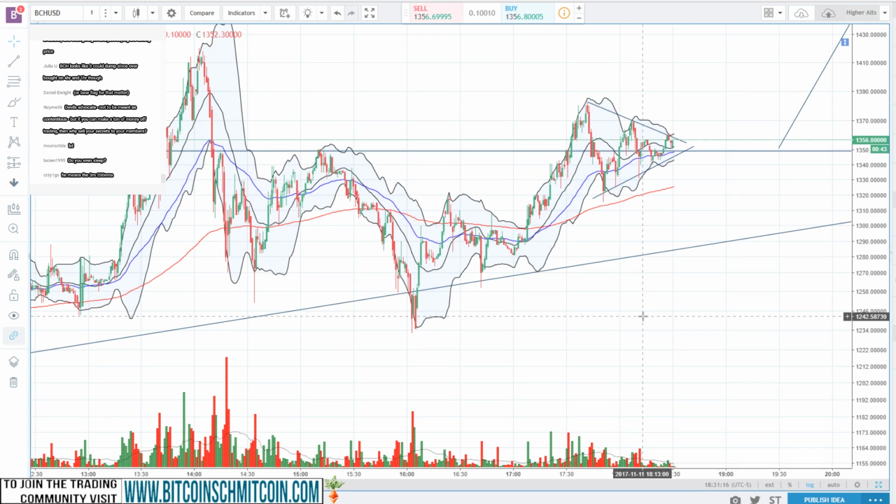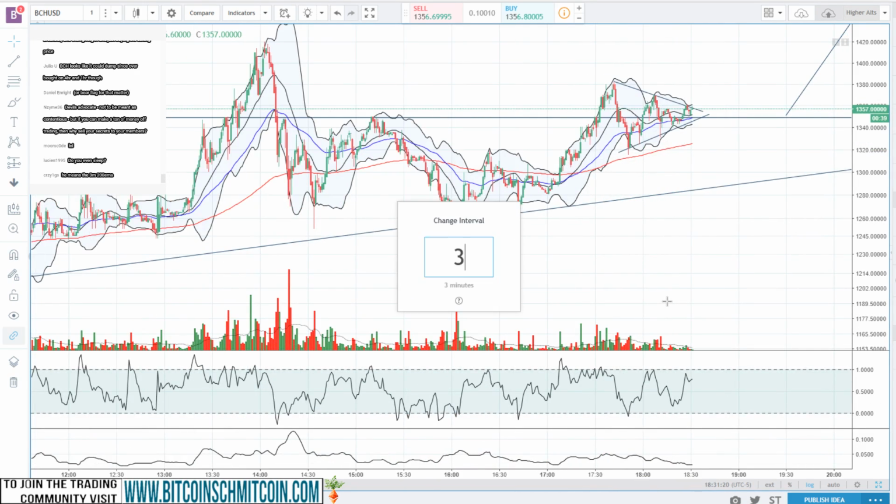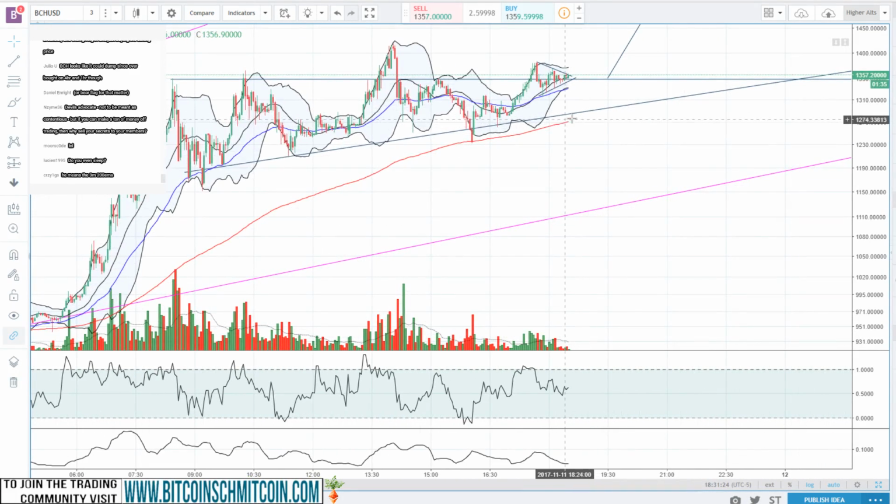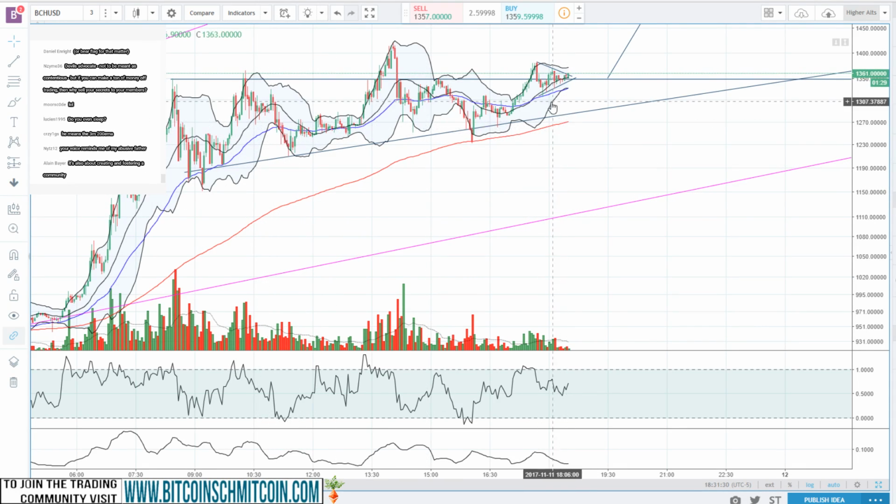He means the 3-minute 200 EMA. Oh, you're talking about this? So on the 3-minute, you can see the moving support line. Yeah, this is the exponential moving average. This is a 20-day period. This is a 50-day period. Those are the two indicators that I use right here.